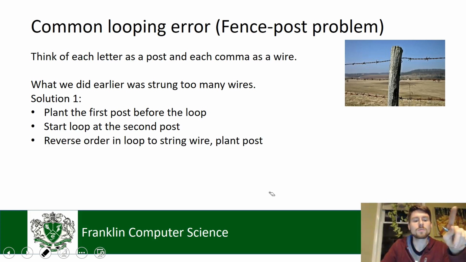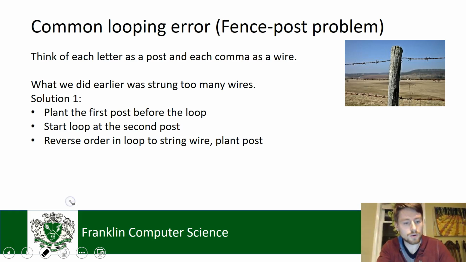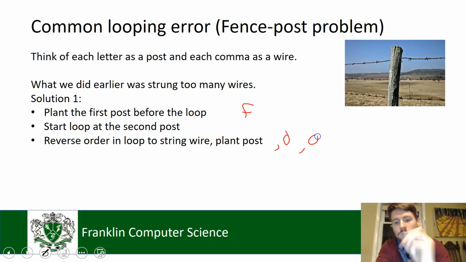And then you reverse the order that you are planting things, right? So now you're doing wire, comma, post, or wire and then post. So in this case, we would do the F first, so that's planting the first post, and then we would do comma, O, comma, O. And that way, we end with planting a post, which is what we want, and not stringing a wire. And so the switching of the order is going to fix that.